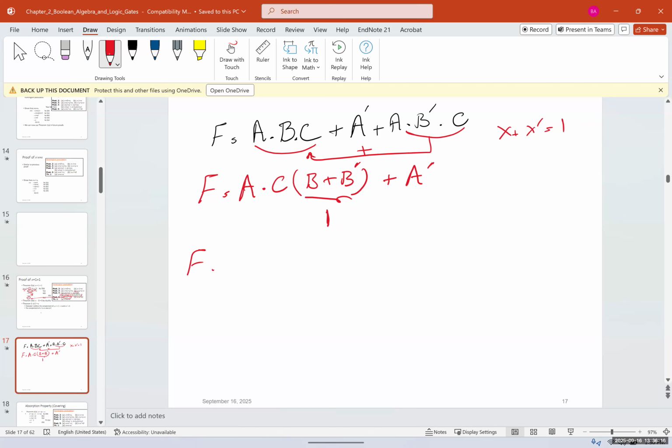So F is going to be equal to AC multiplied by 1, plus A prime. What is X and with 1? It's X. So AC and with 1 would be AC. Plus what? A prime.